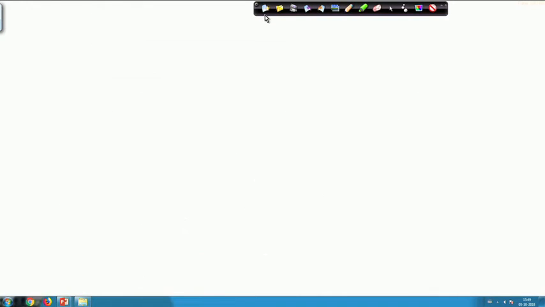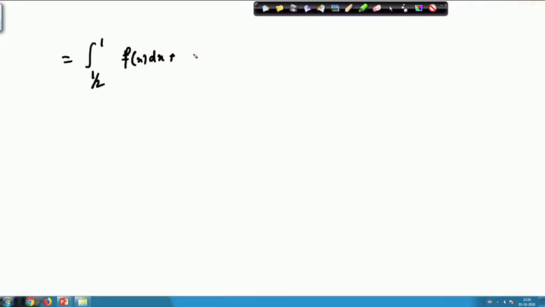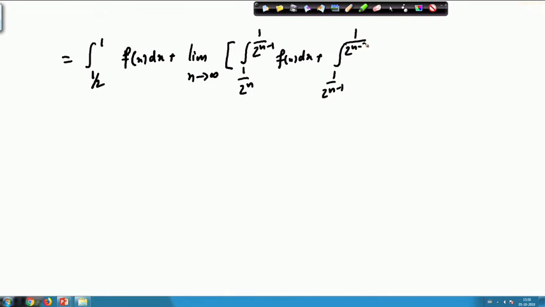Now we can write this as integral from half to 1 f(x) dx plus limit n goes to infinity. 1 by 2 to the power n can be written as integral from 1 by 2 to the power n to 1 by 2 to the power n minus 1 f(x) dx plus integral from 1 by 2 to the power n minus 1 to 1 by 2 to the power n minus 2 f(x) dx, plus it will continue until integral from 1 by 4 to 1 by 2, or just for the sake of notation, I can write it as 1 by 2 square f(x) dx. So let us close this interval.